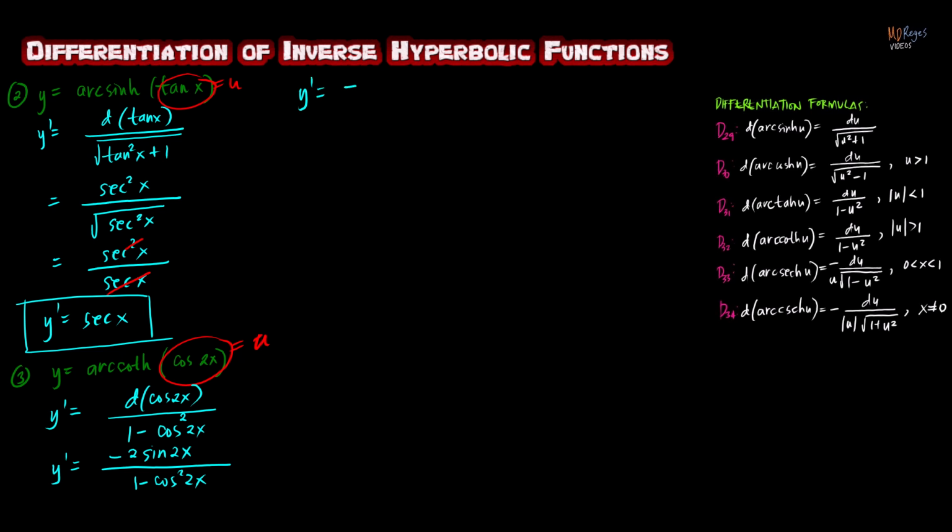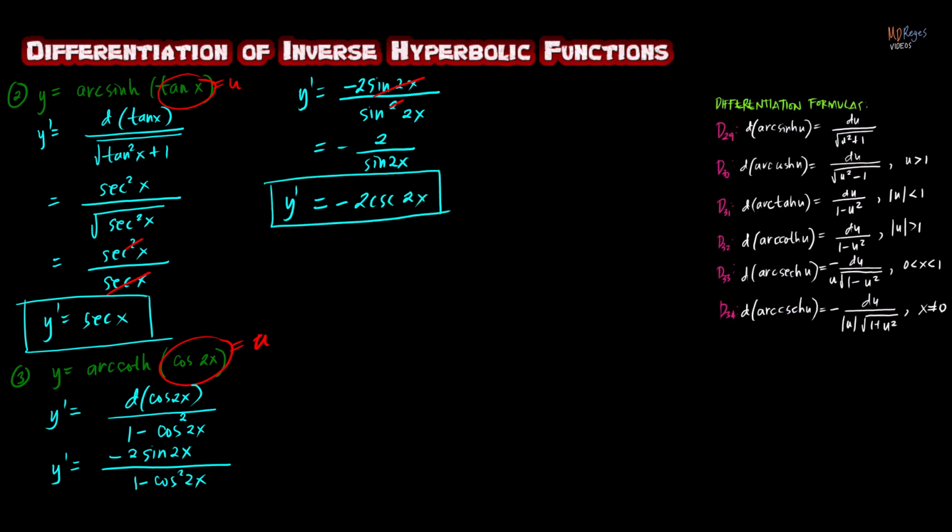So y prime is equal to negative sine of 2x times 2 over sine squared of 2x. Now dividing sine 2x by sine squared 2x, we'll be left with sine of 2x in the denominator. So that's negative 2 over sine of 2x. But 1 over sine of 2x is cosecant of 2x. So simplifying our answer further, y prime is equal to negative 2 cosecant of 2x. This is the derivative of the function.